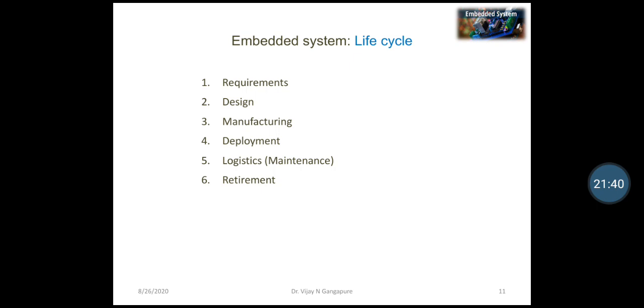For example, for computer systems, desktop computer systems, the age is defined as 6 years, meaning after 6 years these computers or laptops can be retired. That means we can stop using these laptops and desktops, and we can procure new ones. Like that, we can also do with an embedded system, that is the retirement of an embedded system. So this is the life cycle of an embedded system.